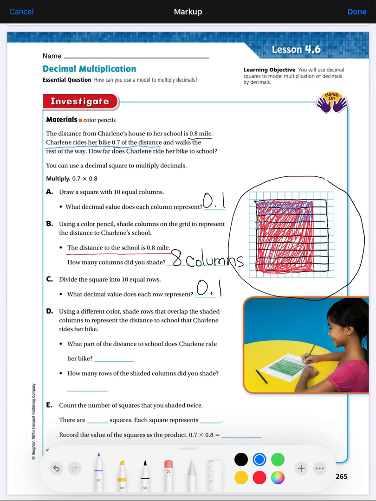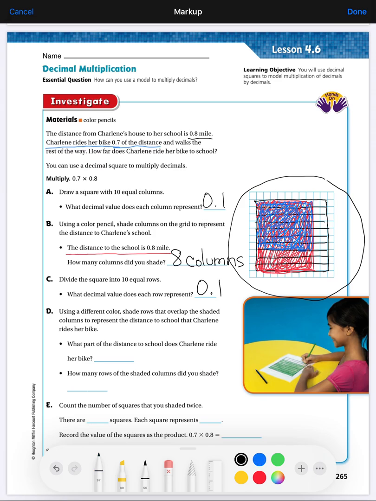So I've got 1, 2, 3, 4, 5, 6, and 7. Okay, that's 7 of the rows that were already red. So we've got a little bit of an overlap here. 7 of them. Okay. Notice how I did not shade the white. I only shaded over where I had already colored it red.